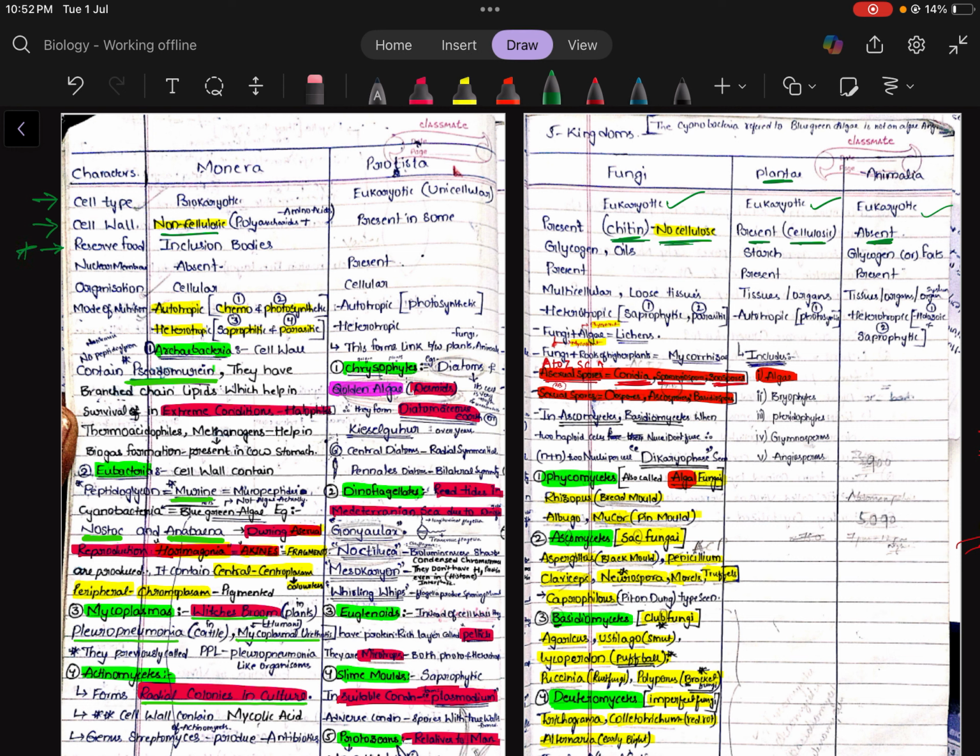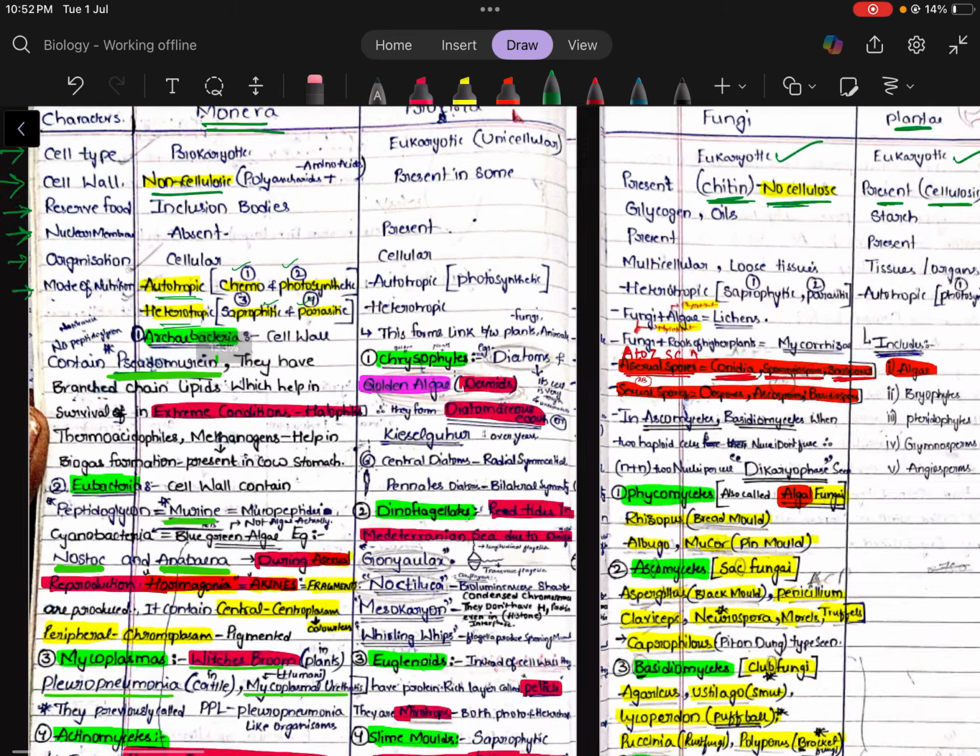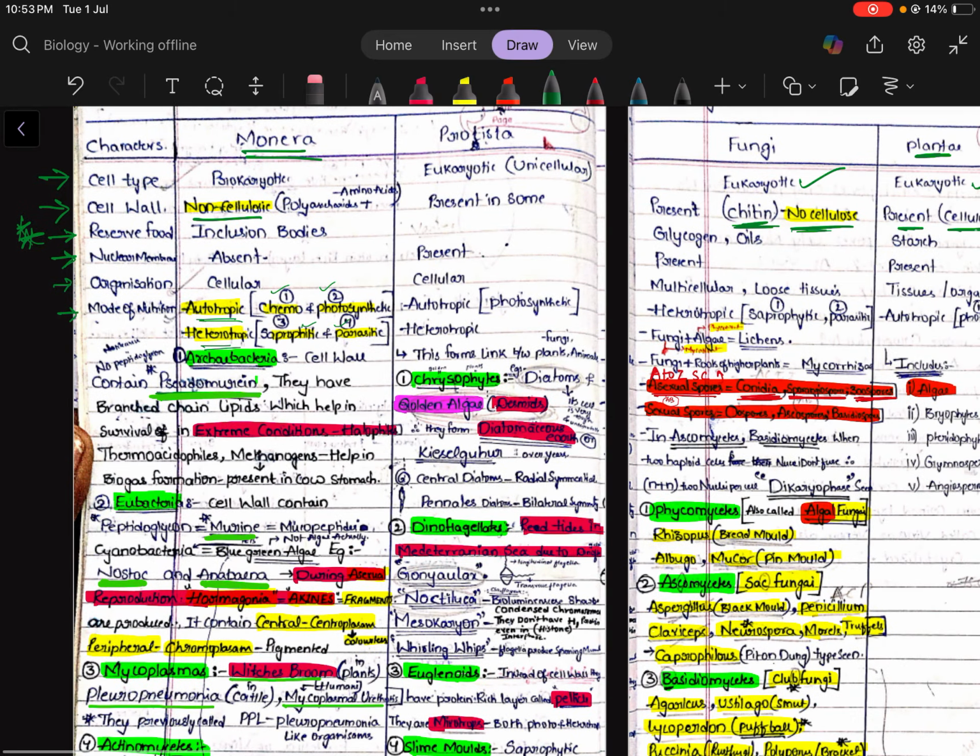So reserve food is important here. You should remember this. Next, nuclear membrane is also important. Then organization. Then mode of nutrition. Here, in Monera, you can see autotrophic organisms and heterotrophic organisms. In autotrophic also, all types of autotrophic, that means all the different types of nutrition are seen in Monera. They may ask this question. All types of nutrition are seen in which kingdom? That is Monera.